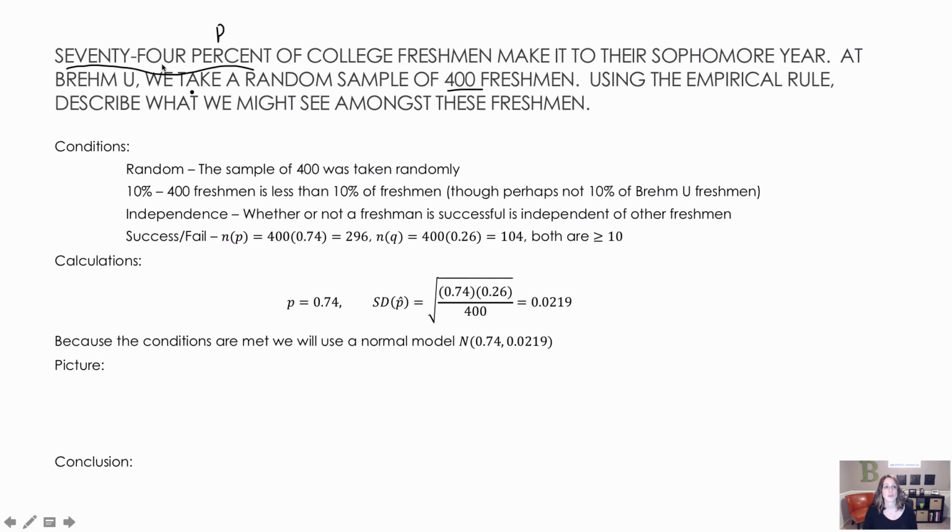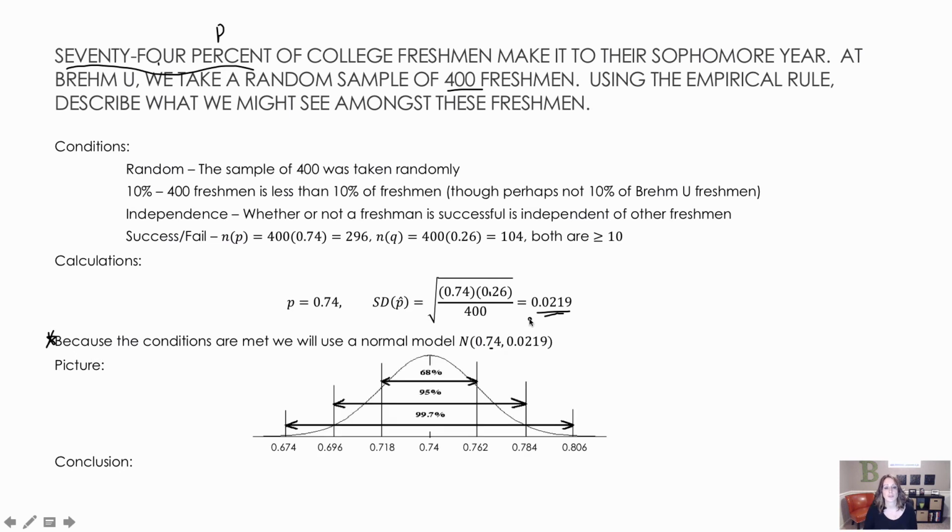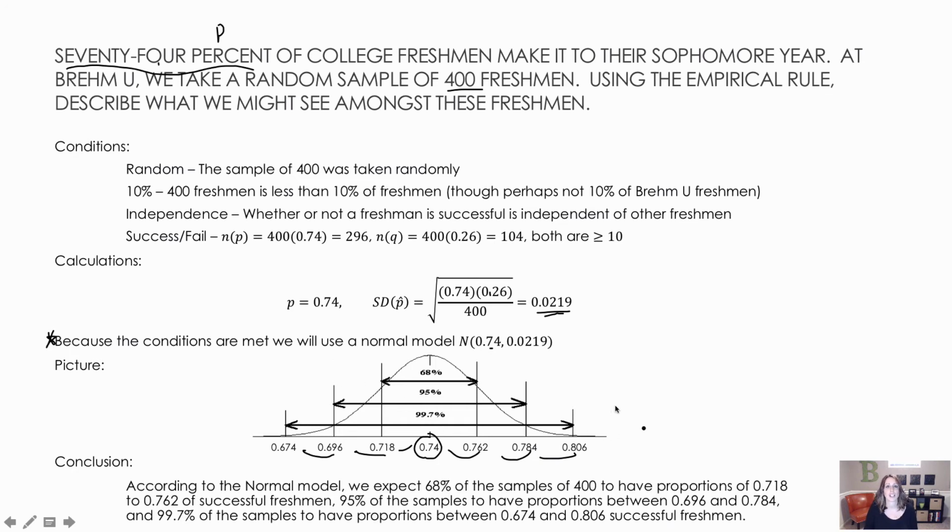So my mean is of course 0.74. My standard deviation is the square root of PQ over N, which is about 0.0219. Again, make sure you don't round this off too much or you'll be incorrect. And then don't forget, because the conditions are met, I can use the normal model and tell me what that model is. My picture, of course, will be just what the empirical rule looks like. So I started with 0.74 in the middle, I subtracted the standard deviation going to the left and added going to the right. And then my conclusion is essentially telling you what I see on the picture.